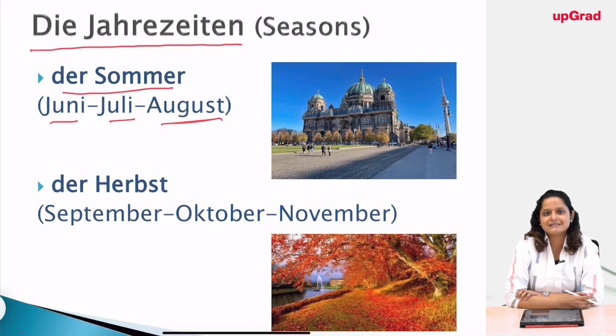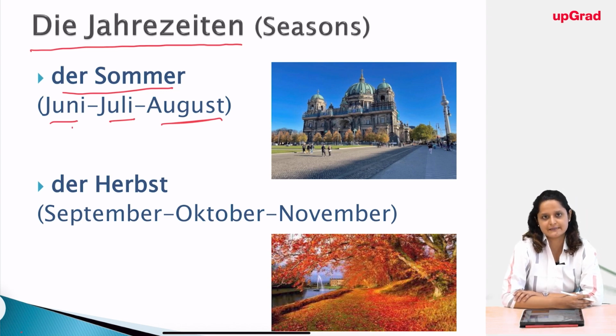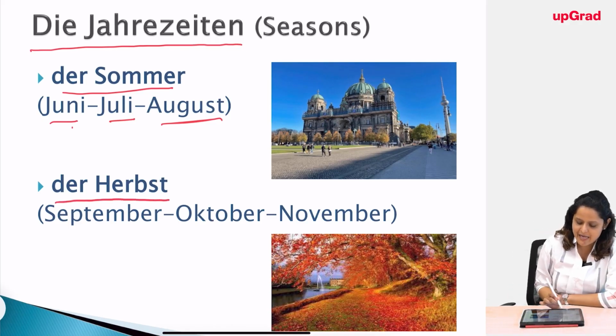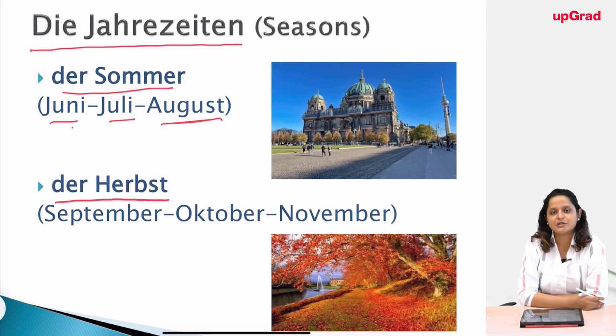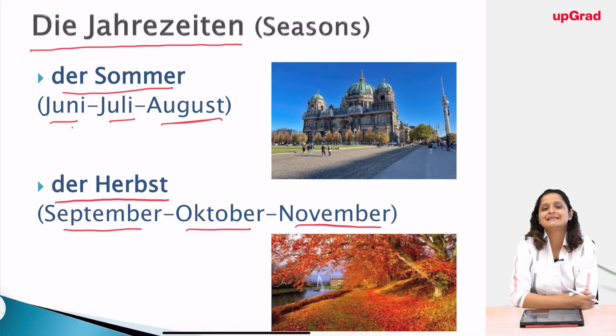So the noun here is der Sommer. Remember to not stress on the R too much at the end. Der Sommer, which is from Juni to August, that is from June to August. The next season that comes after summer is fall, which is called der Herbst, which ranges from September to November. So September, October and November is Herbst. So der Sommer, der Herbst.